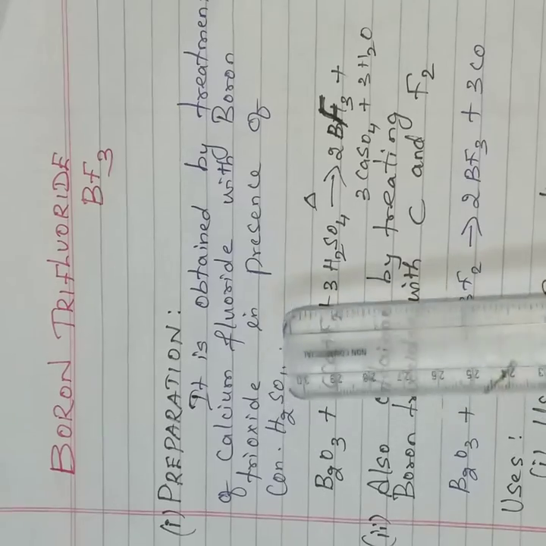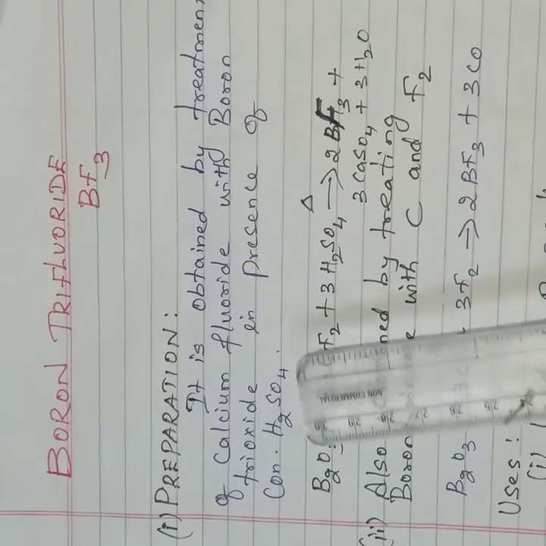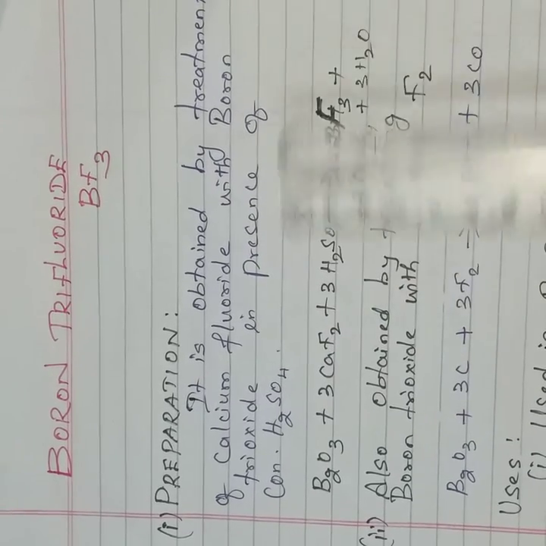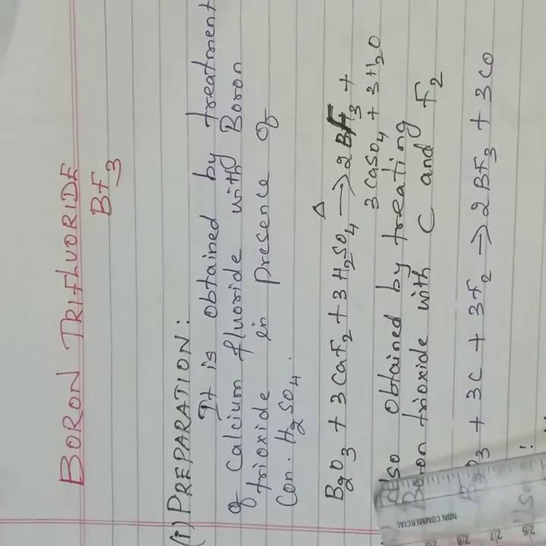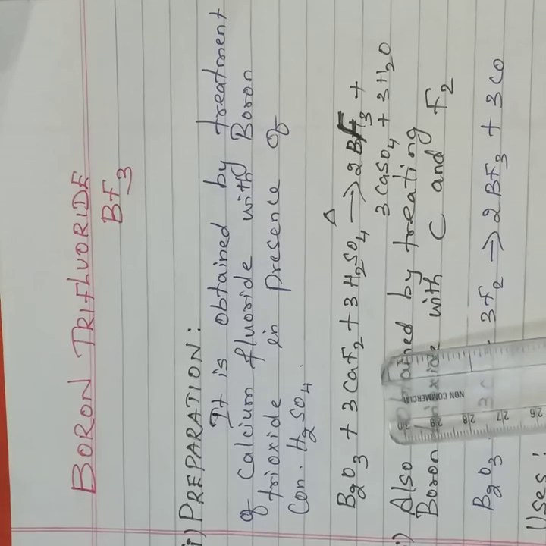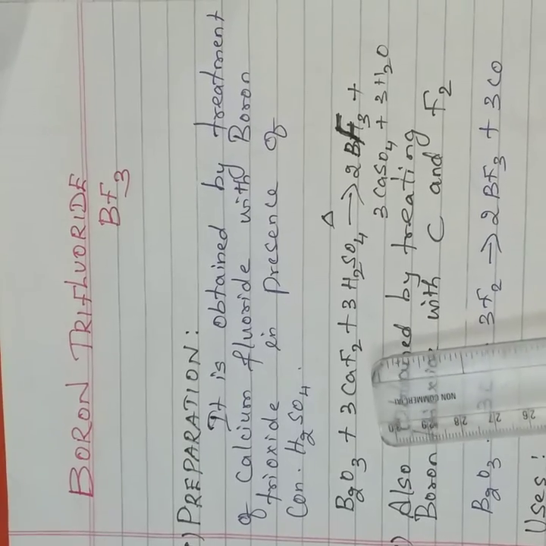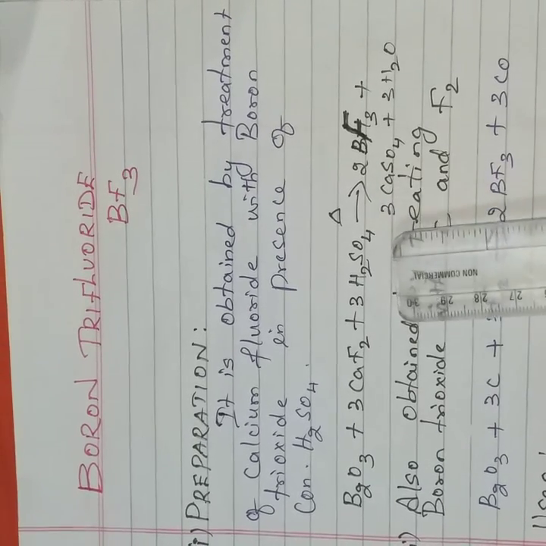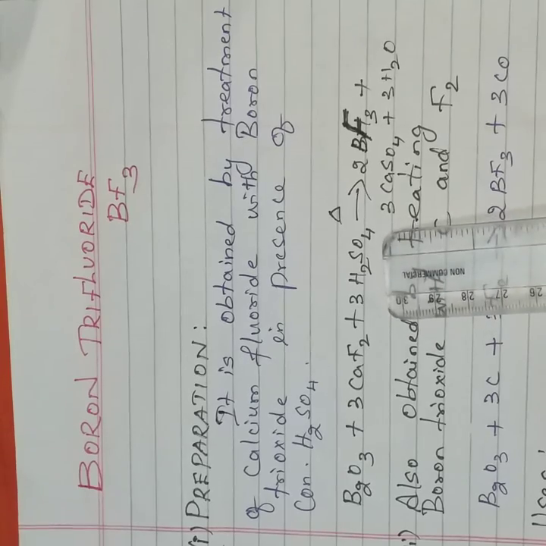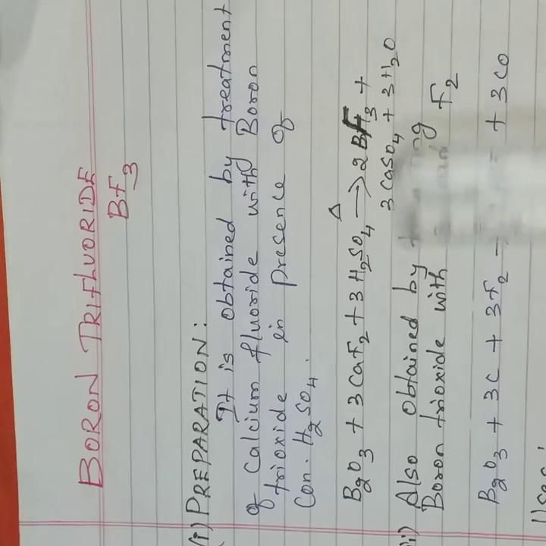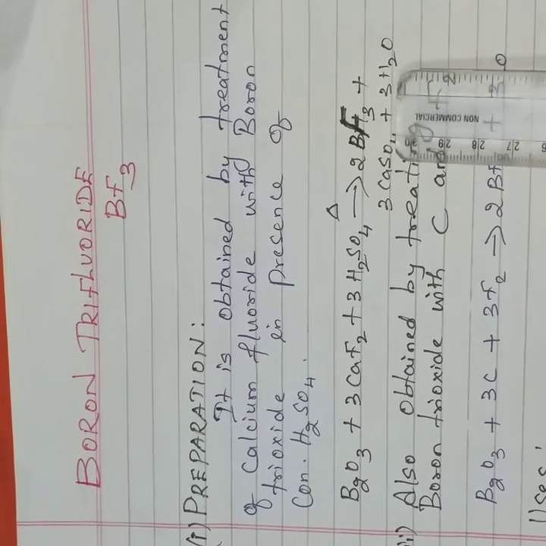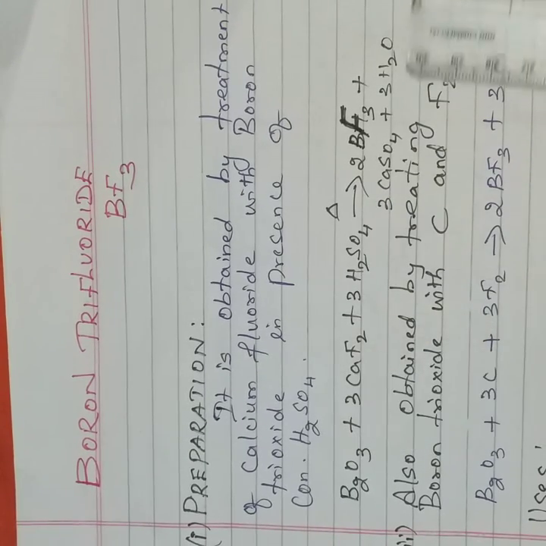The first point is, it is obtained by the treatment of calcium fluoride with boron trioxide in presence of concentrated H2SO4. So when boron trioxide is treated with calcium fluoride, that is fluorspar CaF2, in presence of concentrated sulfuric acid, on heating it forms boron trifluoride BF3, and calcium sulfate, and the H2 and O form H2O.